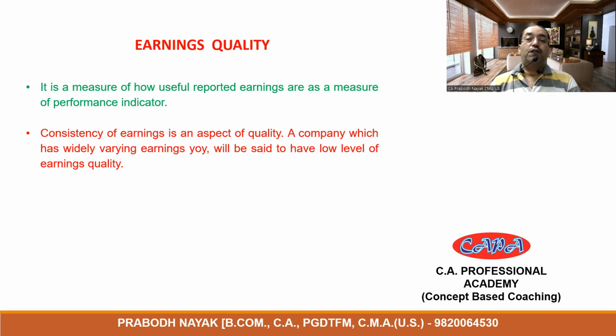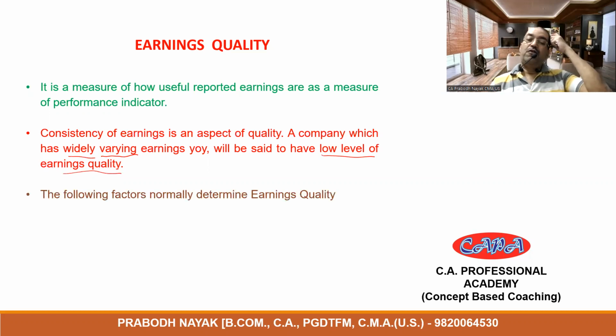Consistency of earnings is an aspect of quality. A company which has widely varying earnings year on year, YOY means year on year, no typing error, will be said to have a low level of earnings quality. So high variance, widely varying earnings, low level of quality.